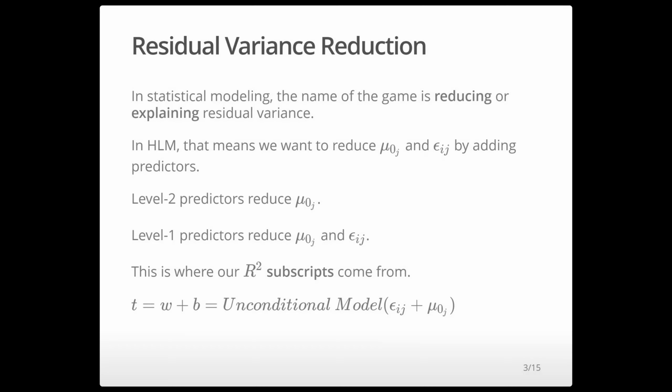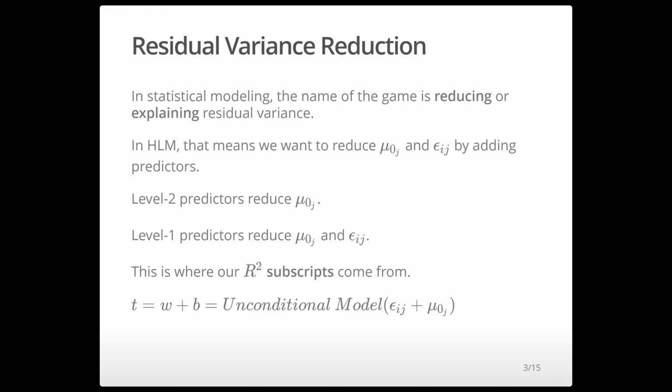In doing statistical modeling, our goal is to try to reduce residual variation. So in single level regression, that just means we want to shrink our residual down, so we explain as much of the variability in our outcome as possible. Well, in HLM, it means that we want to shrink both mu0j and epsilon ij. So we want our cluster-specific variability to be shrunk as well as our residual level 1 variability to be shrunk.